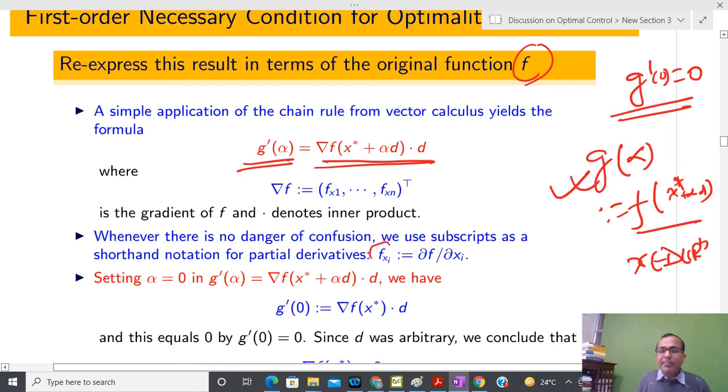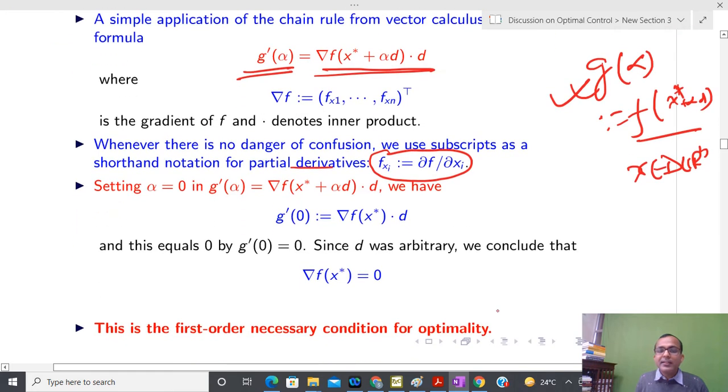And sometimes for convenience, people also write like this. This is the representation of the partial derivative. So it is possible to show that g dash 0 equals this gradient of f at x star and d, because I have to make sure that if alpha is very small, practically 0, then whatever condition holds for the existence of the minima, the same kind of condition I am going to substitute here, and for that reason I have substituted alpha equal to 0. So if you substitute alpha equal to 0, then I have this situation, and I know from the proof just now that g dash 0 should be 0.